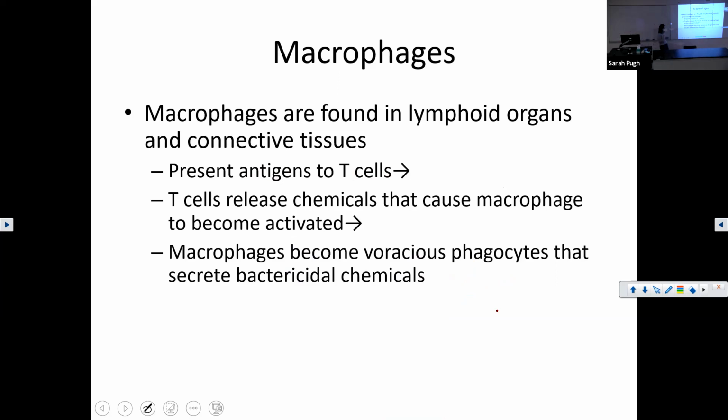Macrophages are doing this for a kind of selfish reason, because when a macrophage presents a foreign antigen to a T cell, it doesn't just activate the T cell. The T cell will release chemicals that make the macrophage become more voracious, and it starts eating more. It puts them into hyperdrive. So it's activating not only your T cells, but it's making macrophages more voracious and gobble up more foreign organisms.